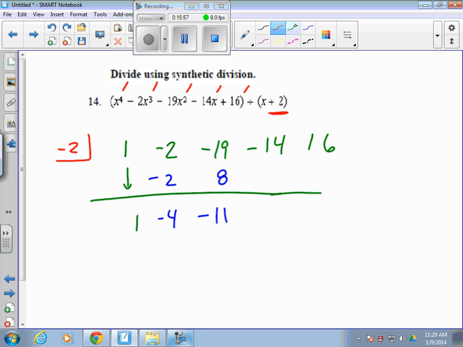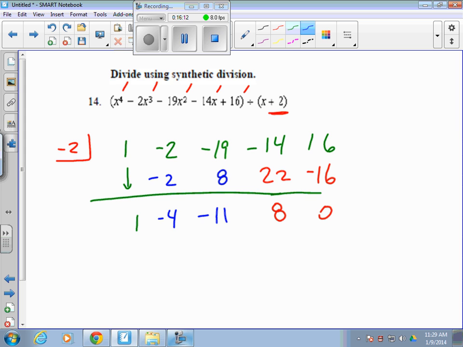So when you multiply negative 11 times negative 2, you get positive 22. Negative 14 combined with positive 22 is going to give you 8. And then 8 times negative 2 is negative 16. That's going to give us a remainder of 0.